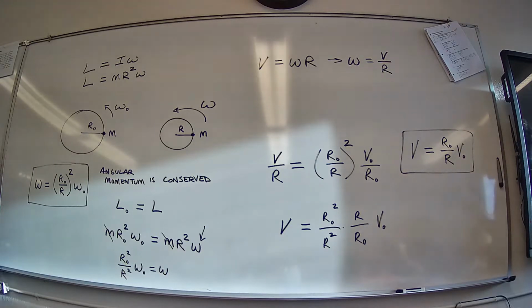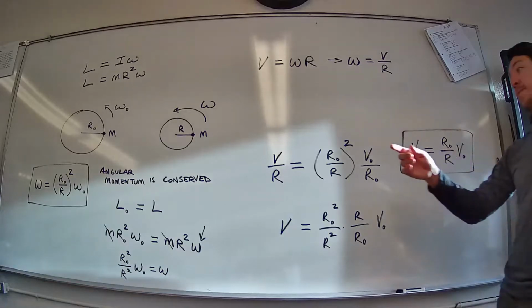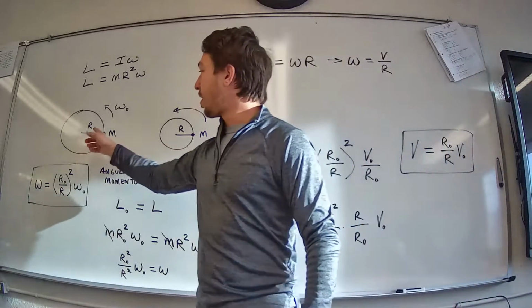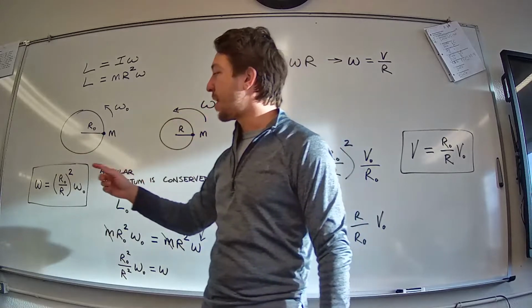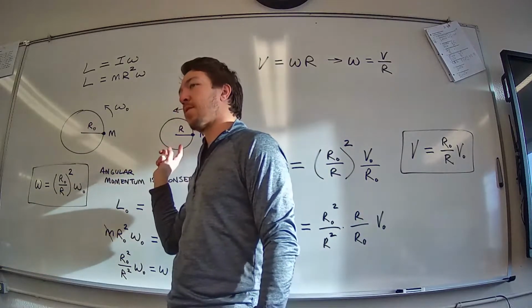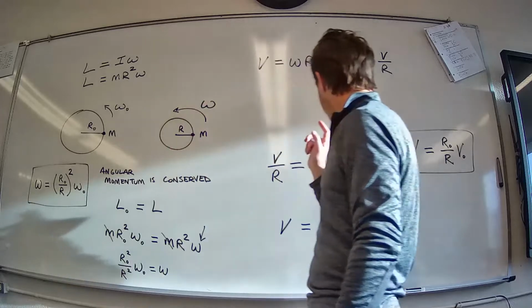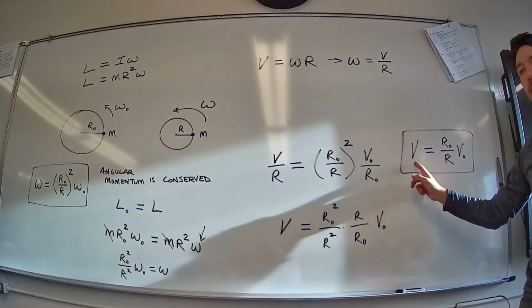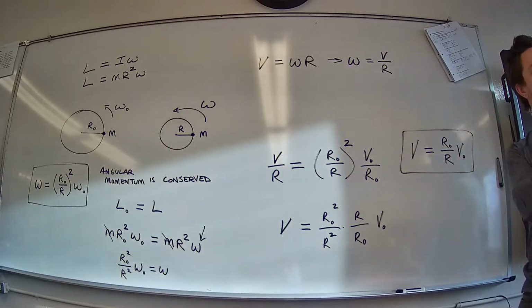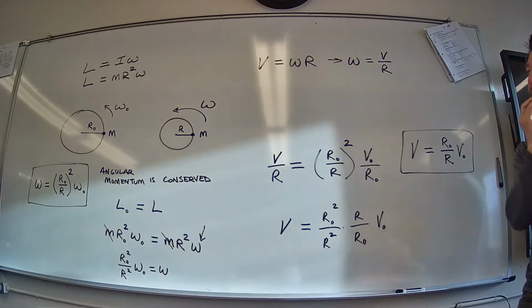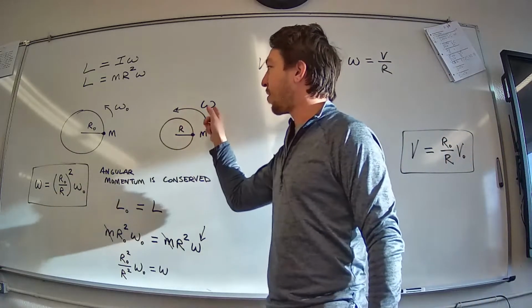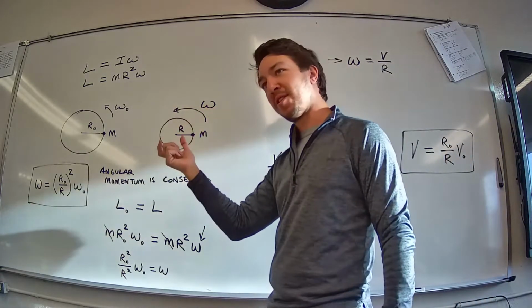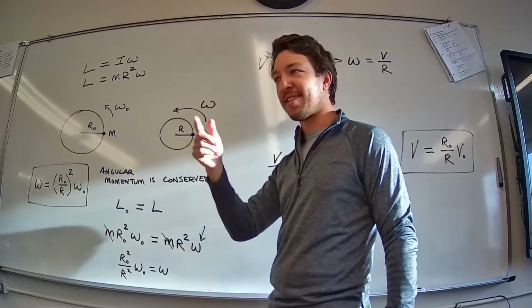Kind of an interesting result. For example, if you cut R in half, so if this was half as big as this, then the omega would be 4 times larger, but the V, the velocity, would only be twice as big. So, surprising? That's because you shortened R. You're getting a 4 times bigger omega, but your R is also smaller, so your V is not as big.